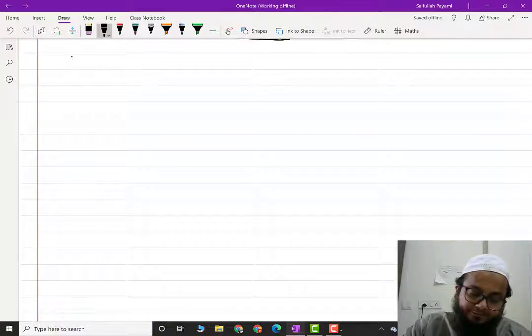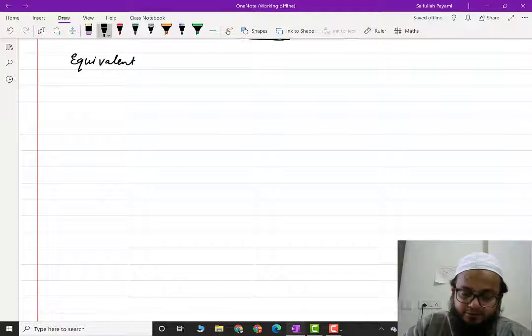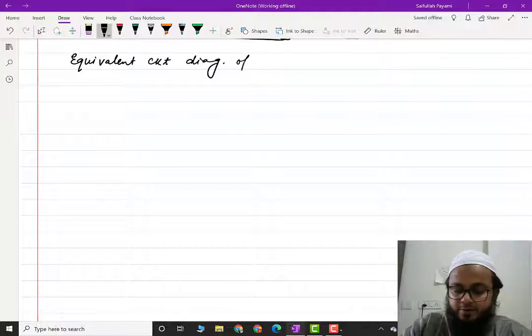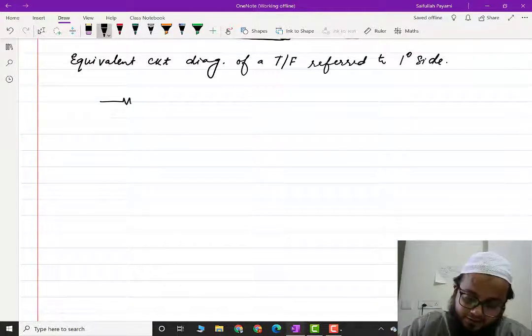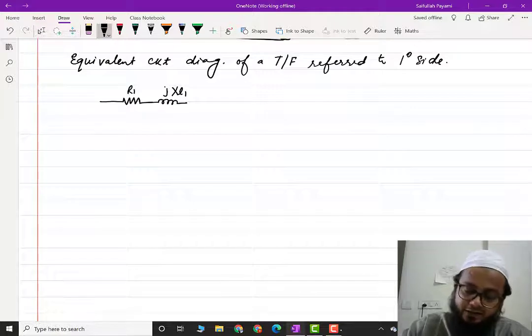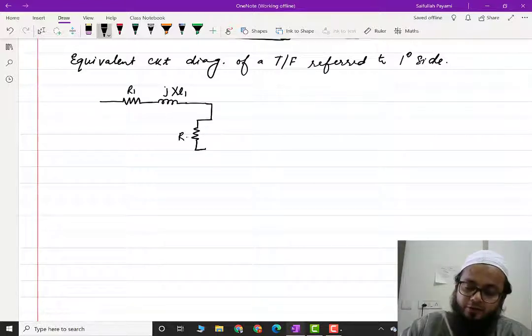So let's say the equivalent circuit diagram of a transformer referred to the primary side. Then in that case, R1 will remain as it is, and jXL1, the leakage flux reactance, will remain as it is. Though I am showing RC and jXM only on the primary side.